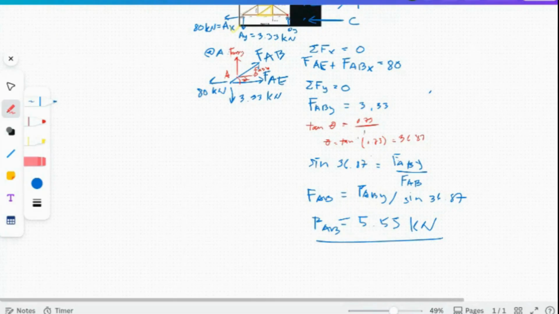Okay. Now going back to, so what does that mean for FABX? FABX is equal to... you could use tangent or you could use cosine at this point. So we could use cosine 36.87.